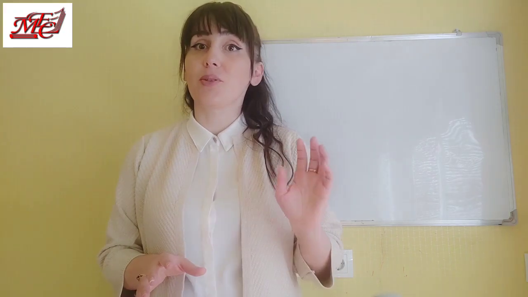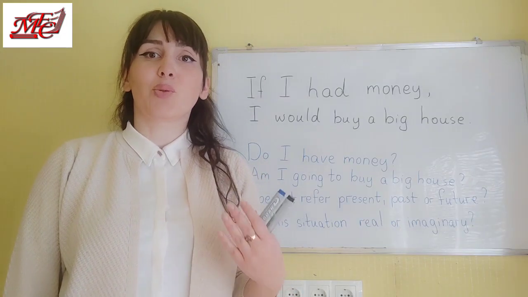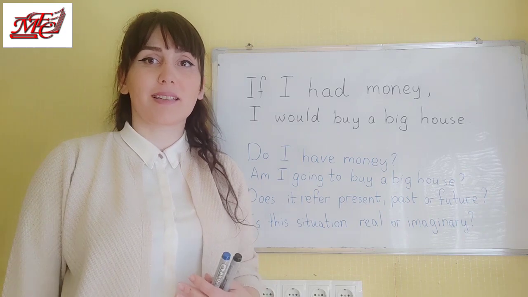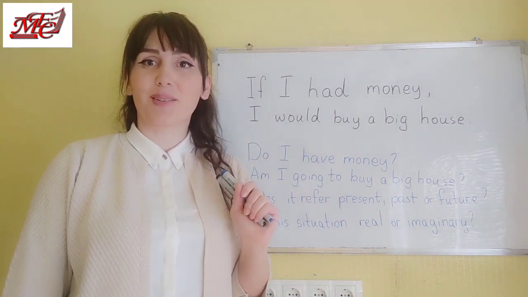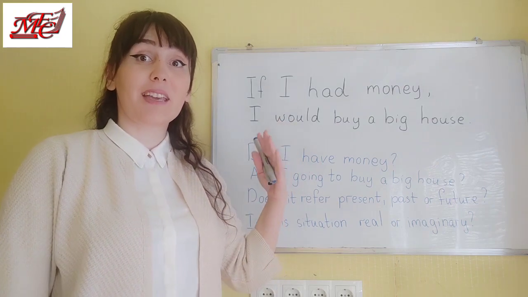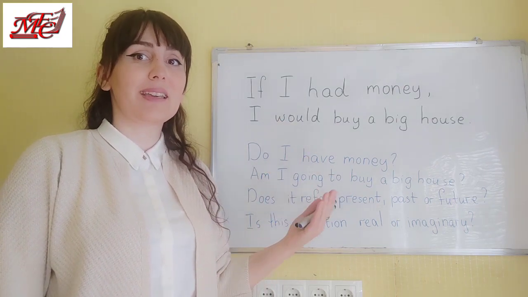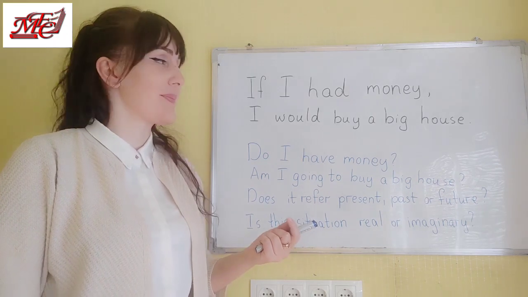If you had a big house, you would be able to have big parties and you would invite lots of friends, yes? Or if you had a chance, I'm sure that you would study at universities, for example, at Cambridge University or at Oxford University. Now let's discuss one second conditional sentence. If I had money, I would buy a big house. Yes, if I had money, I would buy a big house.